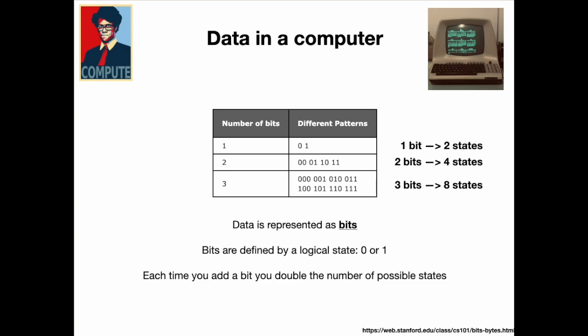So, when we talk about data in computing, it all comes down to bits. So, what is a bit? A bit basically is defined by a logical state. It's either 0 or 1. So a bit has two states.